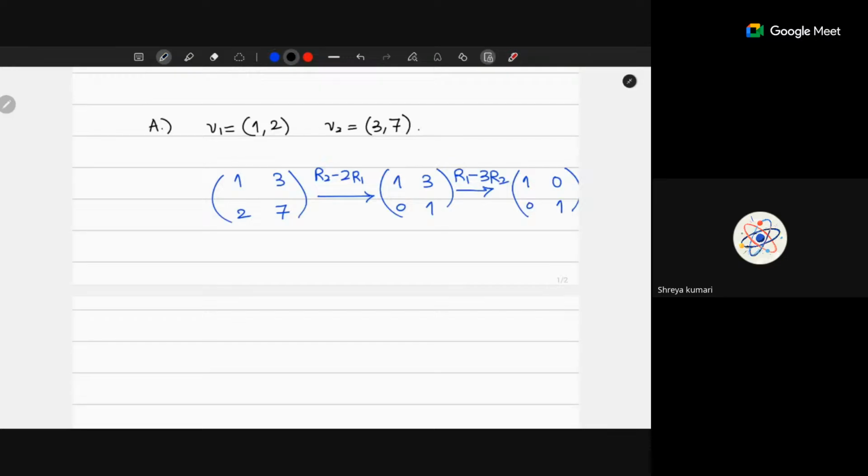Okay. So what are the pivot variables? These are the pivot variables, right? So both of them are pivot variables. There are only two variables and both of them are pivot. Now, what is the dimension of this spanning set? Two. Right. Dimension is 2.